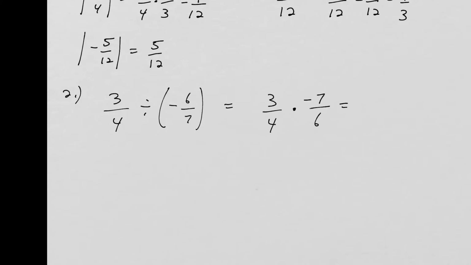Then you should always simplify first if you can, it's just easier. So it looks like 3 goes into 3 once, 3 goes into 6 twice. And now if I multiply across, the numerators, 1 times negative 7 is negative 7, and then 4 times 2 is 8. So it looks like our answer is negative 7/8, which is B again.